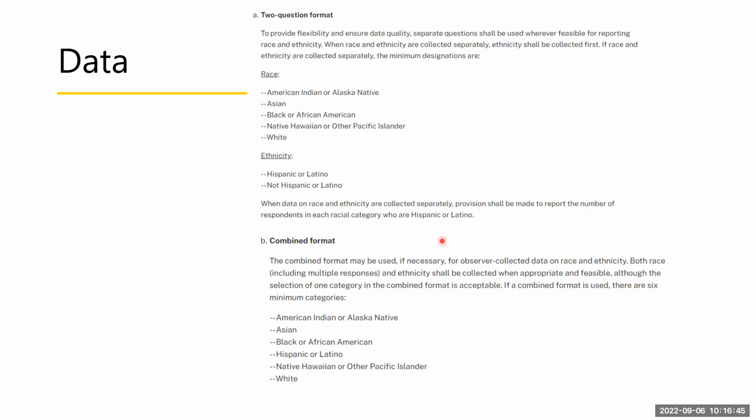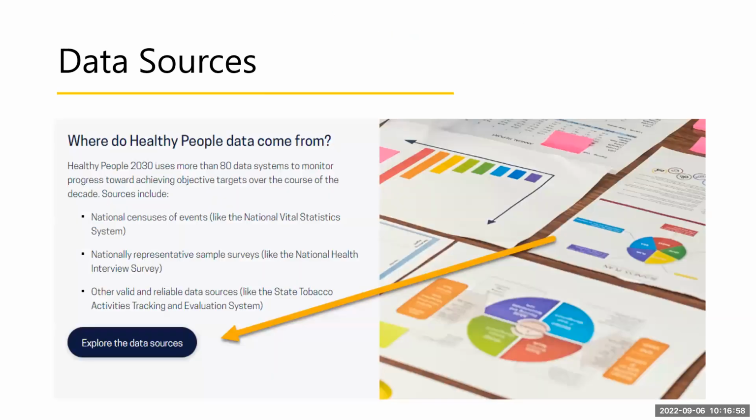But since I got that question, I did want y'all to see how the federal government officially asks those questions when they collect their demographic data. And so now, of course, one of the best resources for data sources is Healthy People. So you look at these domains and you look at the objectives, the things that Healthy People 2030 wants to accomplish, like lessening childhood asthma.